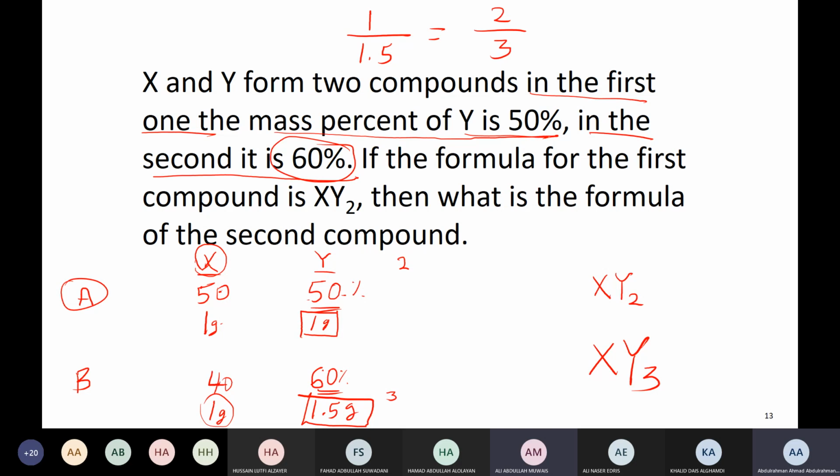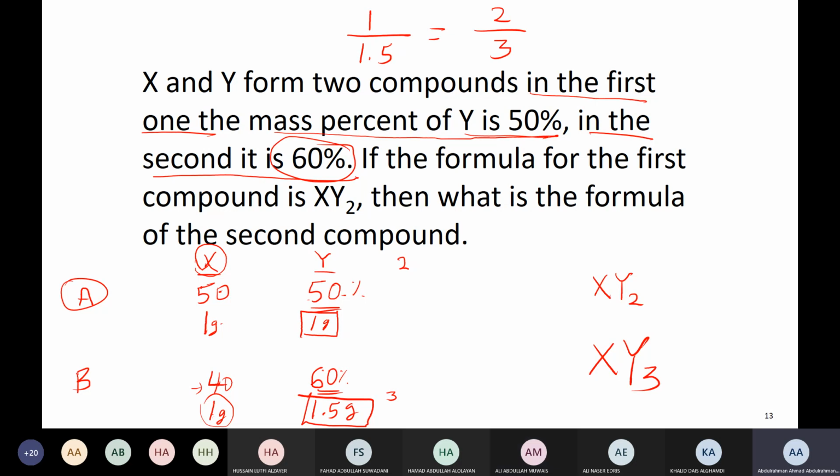Okay, because 100 and 100, right? Also, I want to change it to 1 gram, 1 gram. If I make the 40 into 1 gram, what will be the Y? 1.5, because 60 over 40 is 1.5.